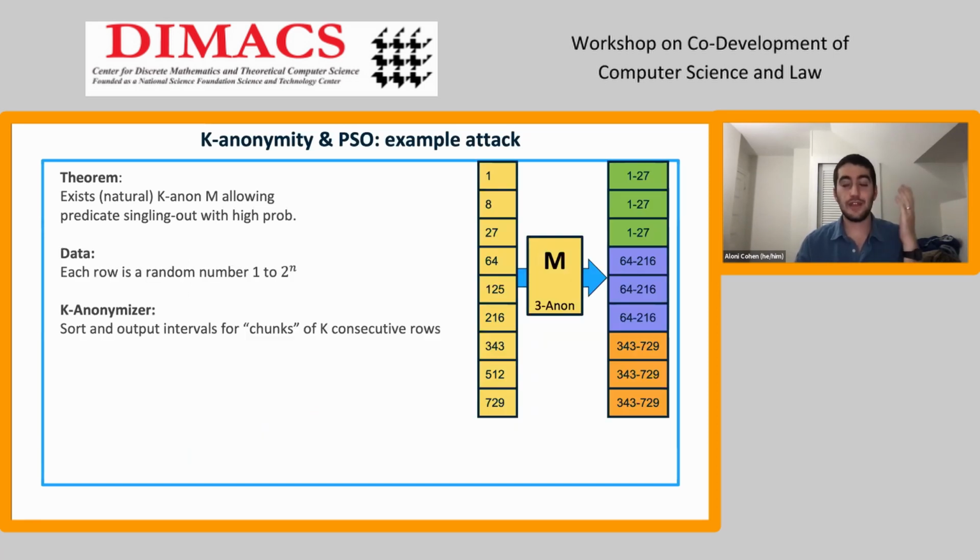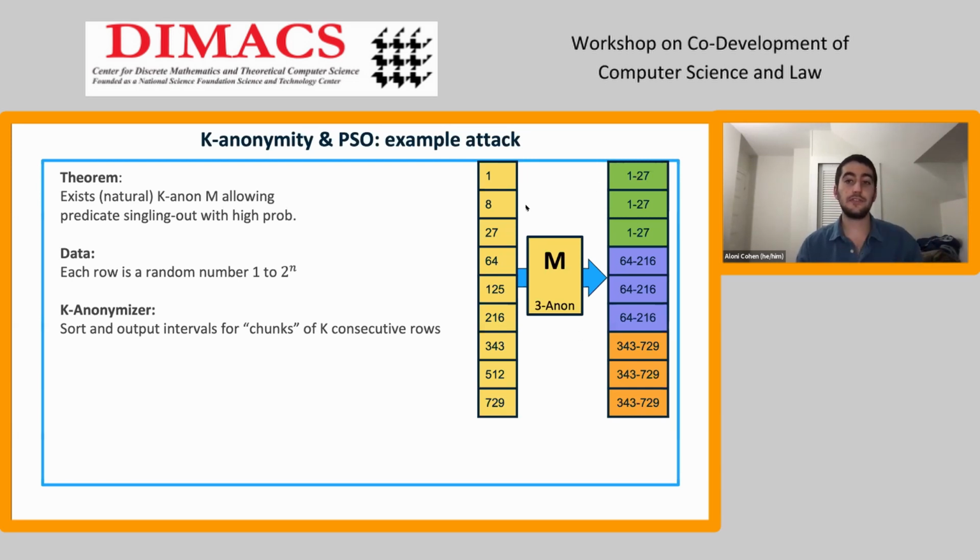Okay, so now for those who don't know what k-anonymity is, here's an example. This is the data set on the left. Every row is a random number from 1 in a large range, 1 to 2 to the n. And the k-anonymizer, where k is a number equal to 3, outputs a database on the right where every row looks like 2 other rows. So there are groups of 3 rows that are indistinguishable from each other.